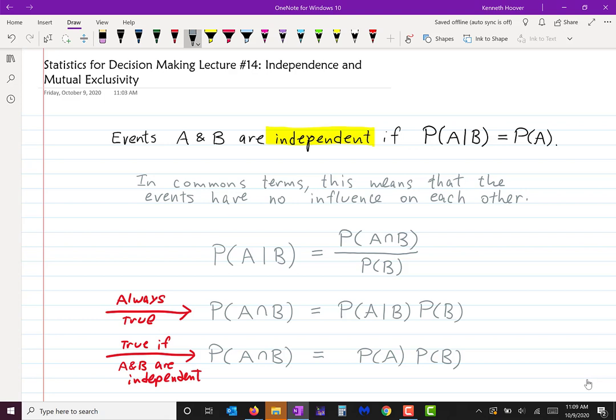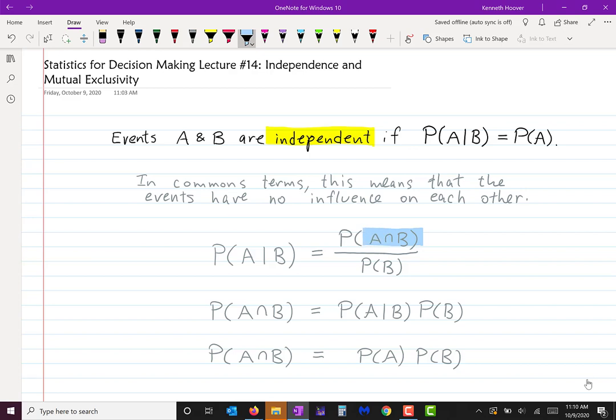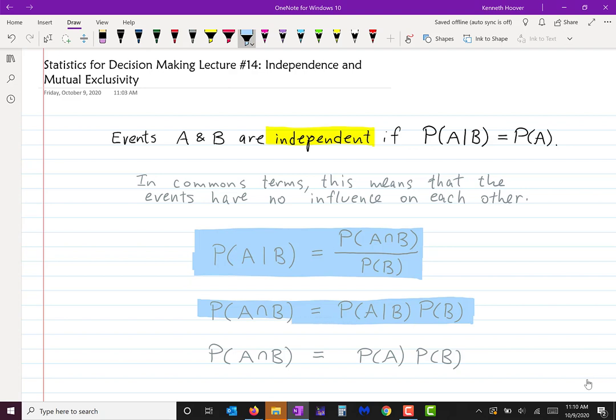So I want you to remember a few things. I want you to remember that this is always true. The probability of A given B equals the probability of their intersection divided by the probability of B. That is always true. Which means that this is always true. The probability of A intersect B equals the probability of A given B times the probability of B. So I want you to know those formulas and know that those are always true, okay?